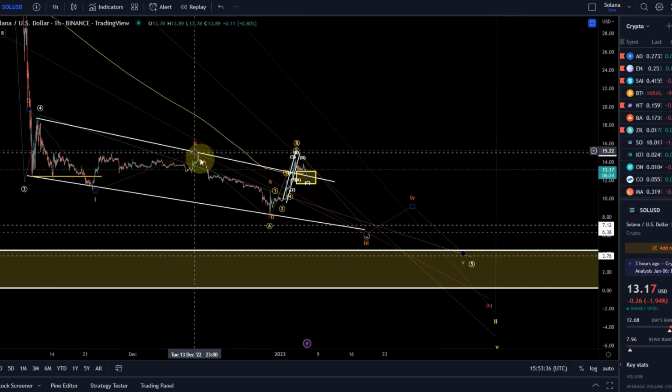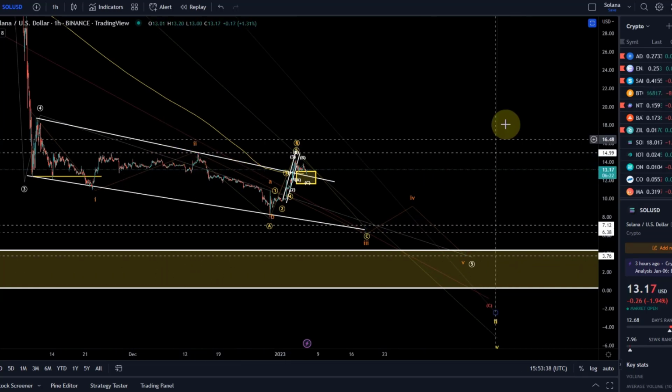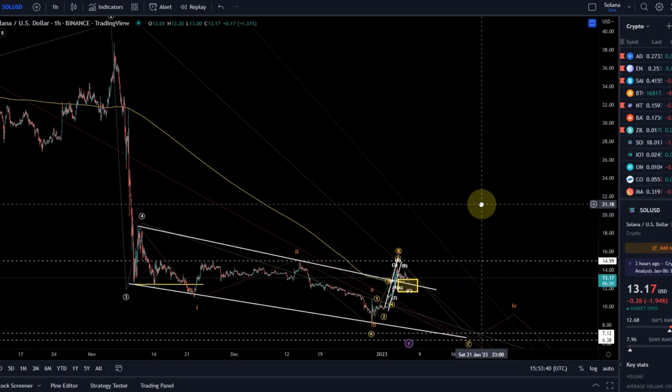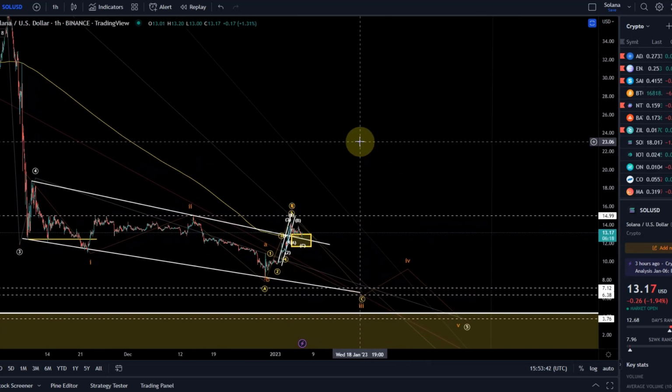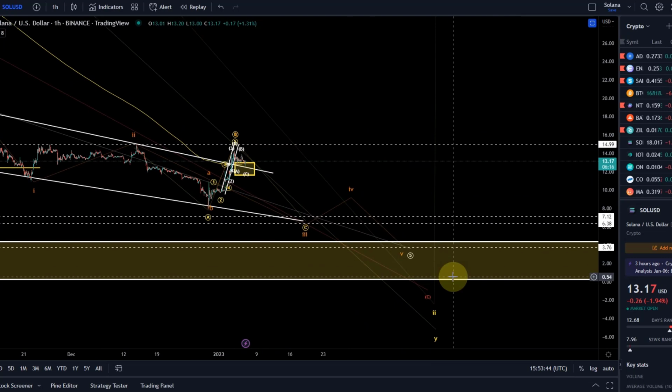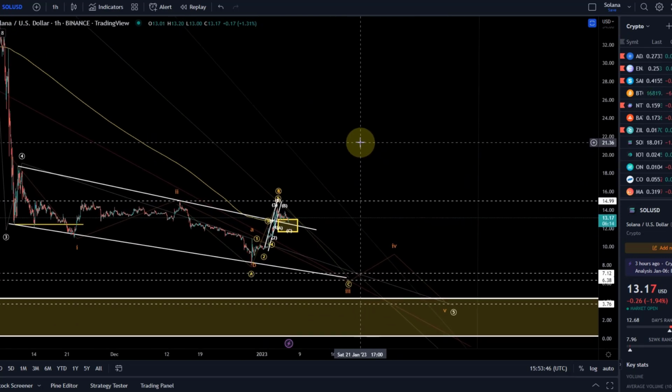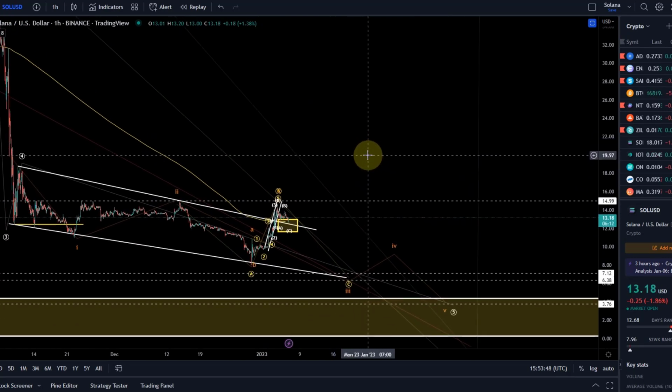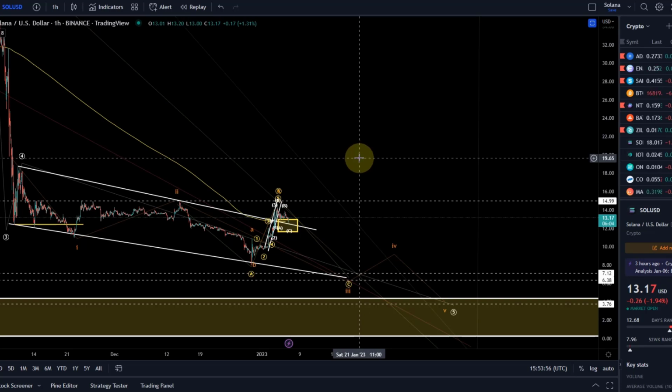And even if it's not in this particular count, which would get invalidated above $15, there's another alternative count that would then allow for still lower. So until, and I said that before, until we break above $20, I cannot with a high confidence say that the bear market low has been made. But above that, we can at least start to consider it more closely.